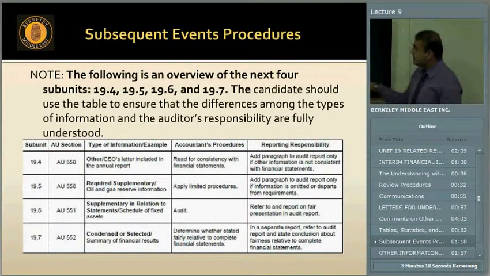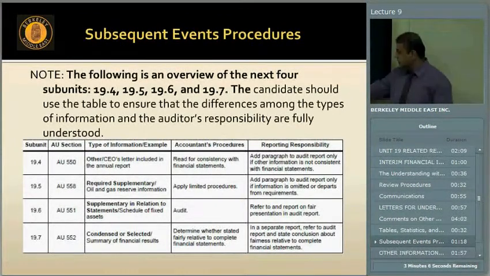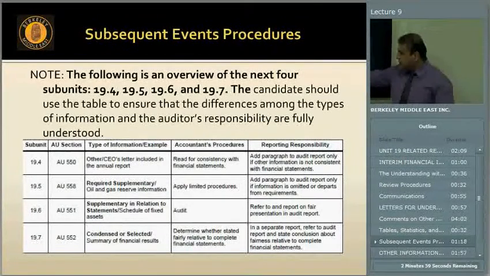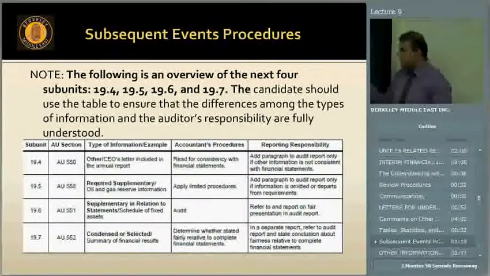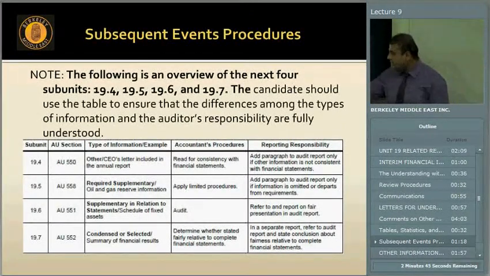And let's discuss this one. This is the summary that we are going to discuss in the next sessions: 550, 558, 551 and 552. We are going to discuss the types of information, accountant procedures and the reporting responsibilities. If you see other information, like the CEO letter included in the annual report, read it for consistency with the financial statements, and you have the responsibility to add a paragraph. So this is a shortcut to keep in mind.